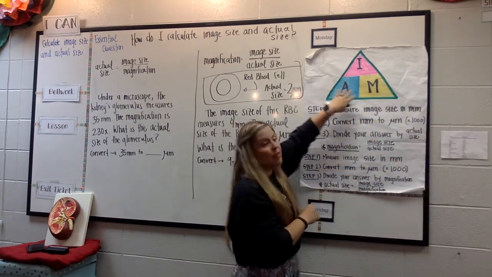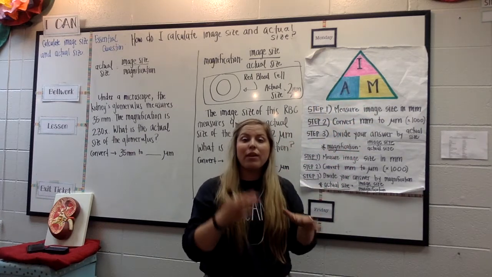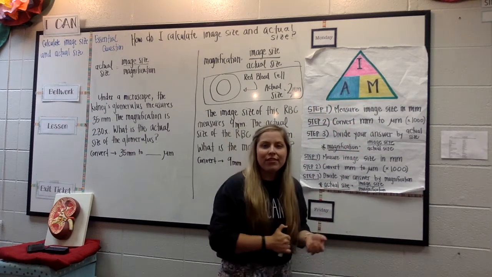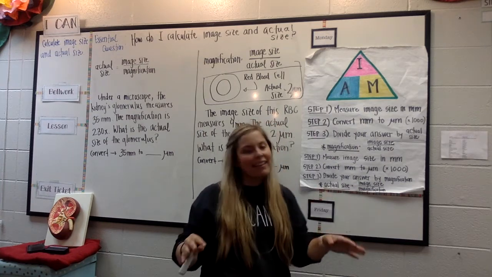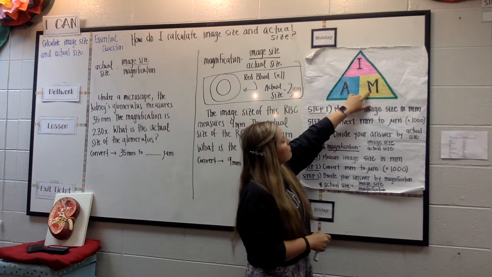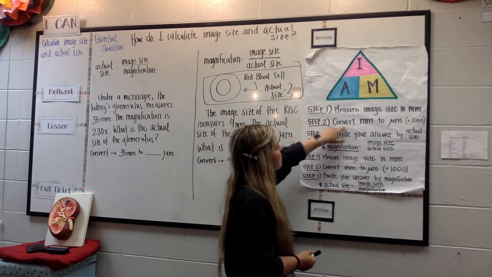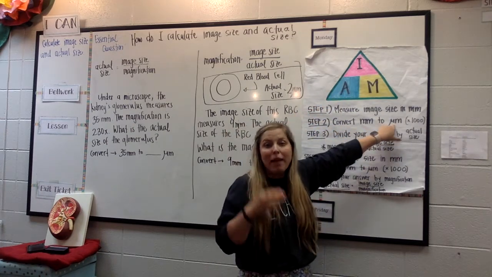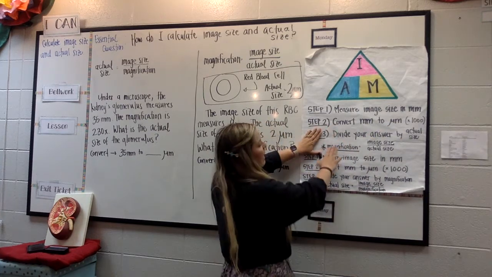You can call it the I AM triangle or the AIM triangle as long as you know where your letters go and how to manipulate those. Many of you have used a speed, distance, time triangle, and it works exactly the same way. So if we are finding magnification, a very important step is we're always going to measure our image size, but we will convert those most of the time to micrometers unless stated otherwise. And then this is the formula and how it's set up.